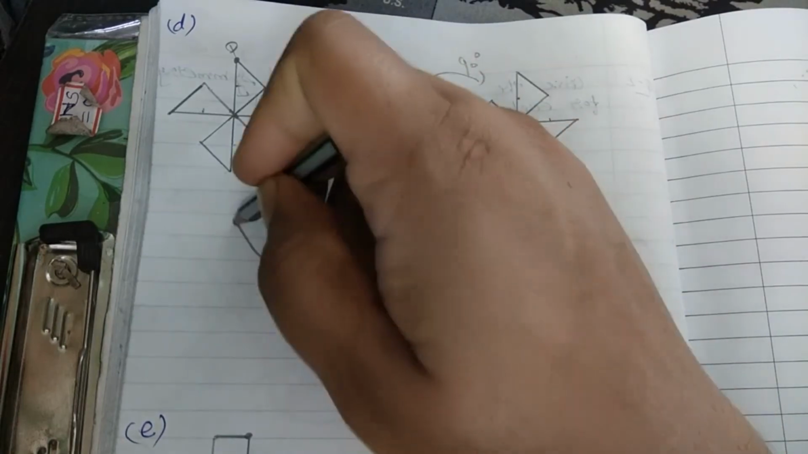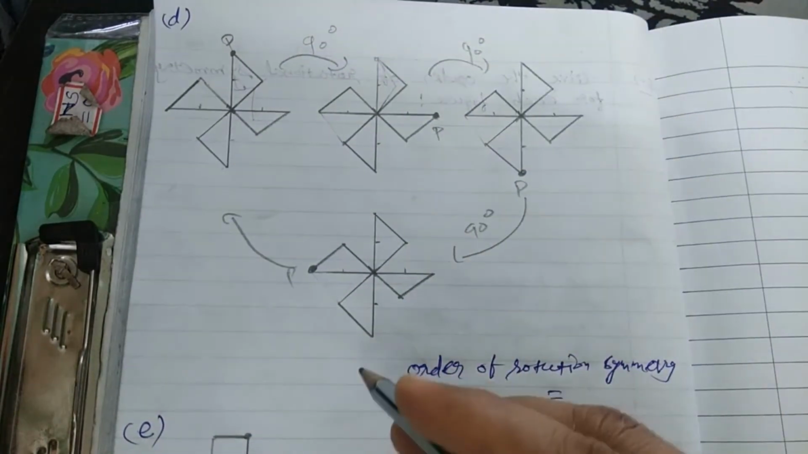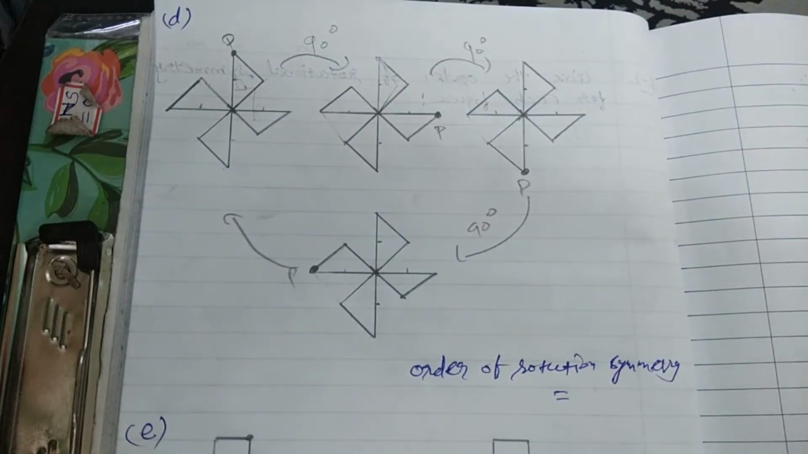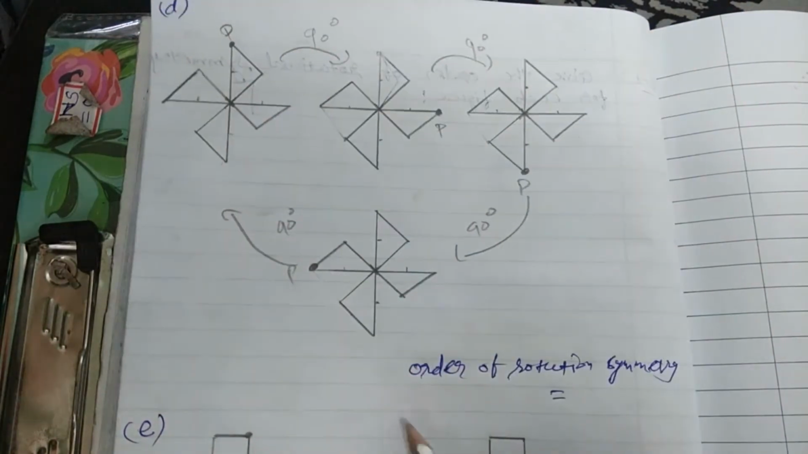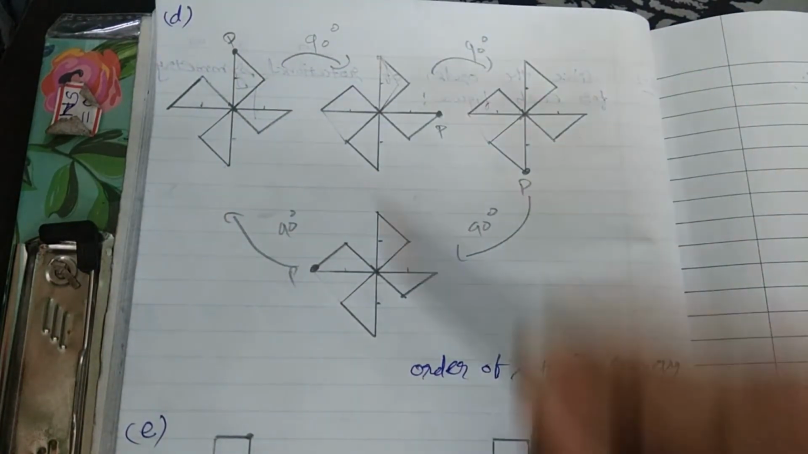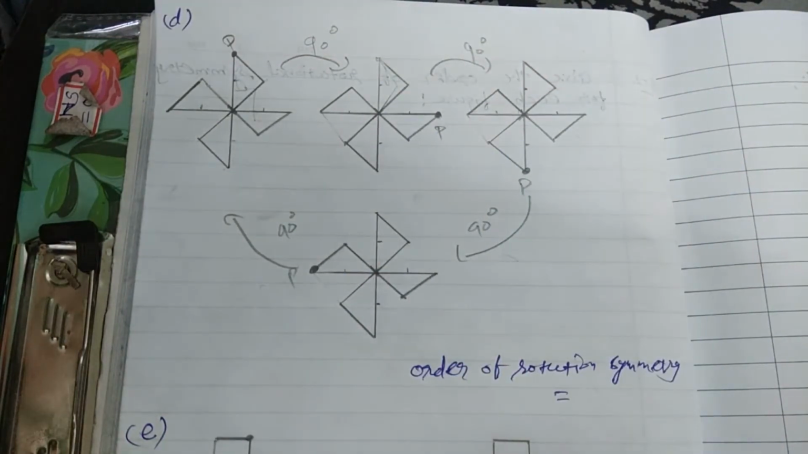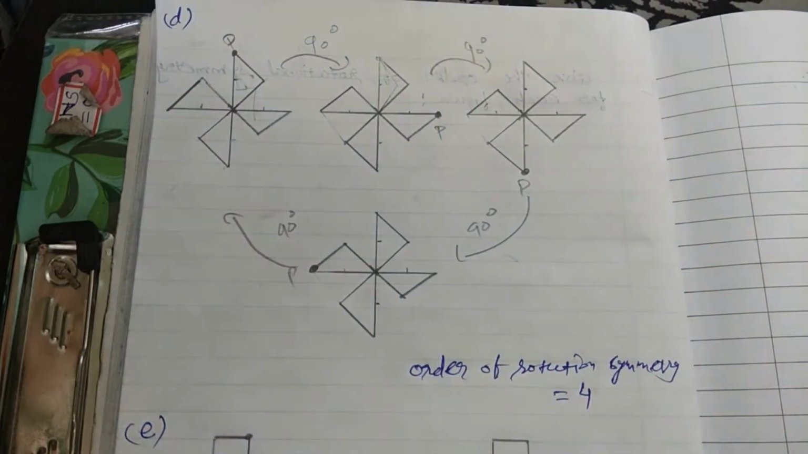And again we will rotate this shape in the same direction. We are rotating in the clockwise direction and we have to rotate only in the clockwise direction. So again we will rotate by 90 degrees, we will get this same shape. So how many times have we rotated? 1, 2, 3, 4, each time a 90 degree rotation. So order of rotational symmetry for this shape is 4, and angle of rotation is 90.